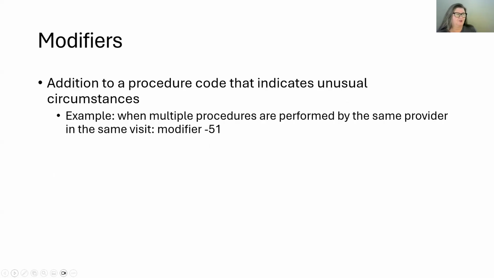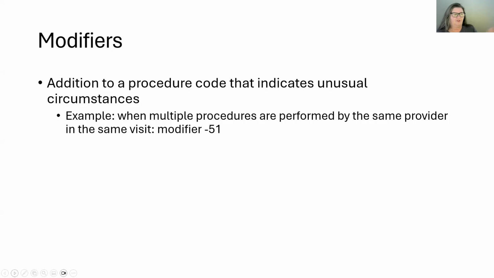Modifiers. So here's what a modifier is without getting horribly complicated. A modifier is just something that is put in addition to a procedure code that usually indicates some kind of unusual circumstance, like there's nowhere else in the book for it. And it's always a hyphen followed by a number that's added on to the 5 digit number. So for an example, 51, we talked about a little bit ago, 51 is multiple procedures. They all mean different things, and the modifiers are in the back of the book in an appendix.